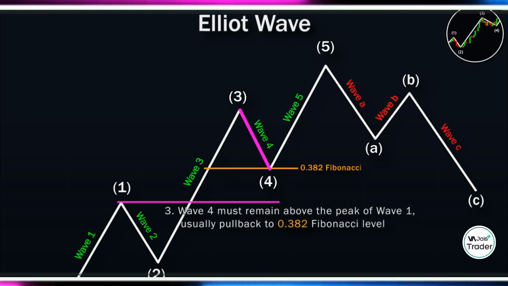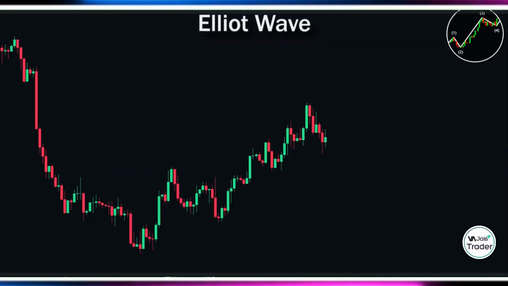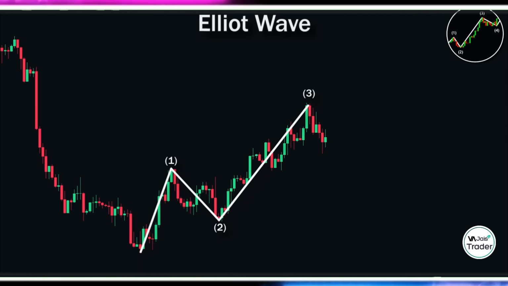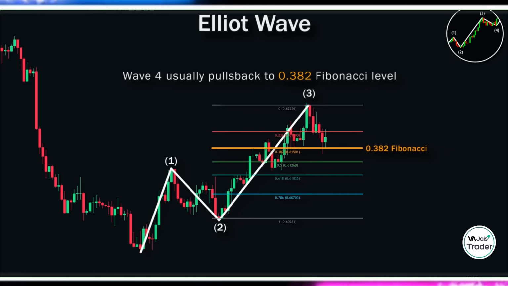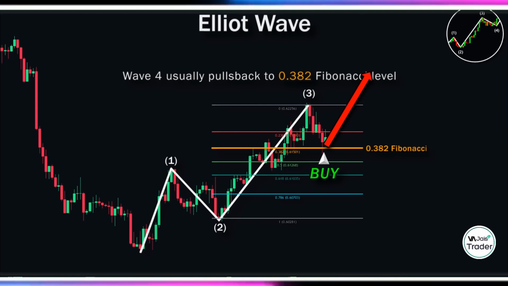So here's an example of the Elliot wave in action. In this chart, we can see that the price resembles a possible 1, 2, 3 Elliot wave. And so, based on the theory of wave 4, which is that price tends to pull back to the 0.382 Fibonacci level before continuing upwards, we can use this as a potential buy entry when price makes a pullback.